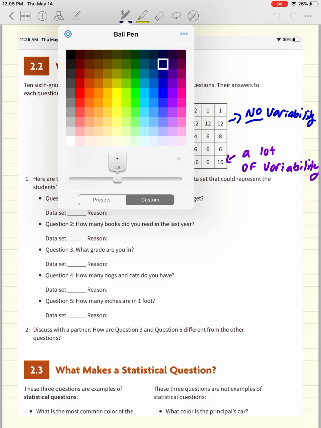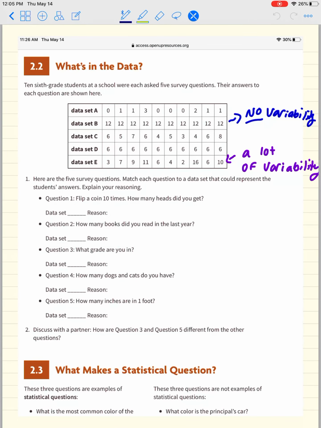Before we answer the questions about this data, I want you to notice that data B has no variability, right? You get the same number from each student. Data E, however, has a ton of variability. You get a lot of different numbers. I don't think there's any repeating numbers in data set E. So I want you to think about that and use that to help you answer these questions.